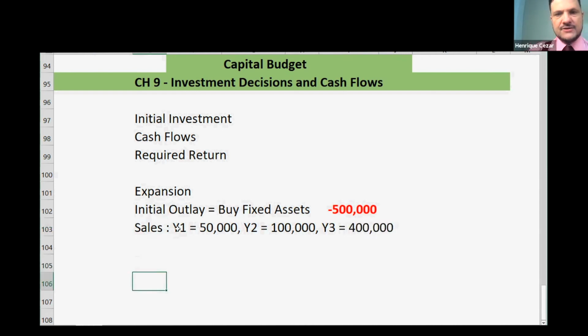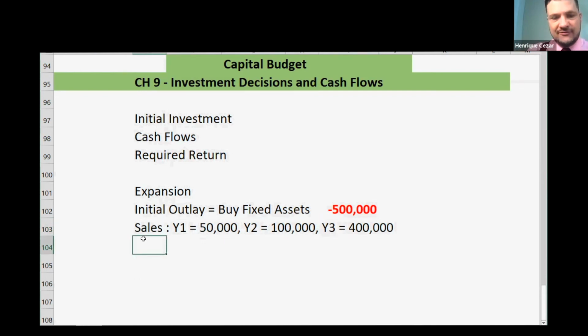All right, so those are my sales, for if and only if I expand. So those are called additional sales, incremental sales. That's the proper way to say it here. Incremental sales on years 1, 2, and 3 in those amounts.